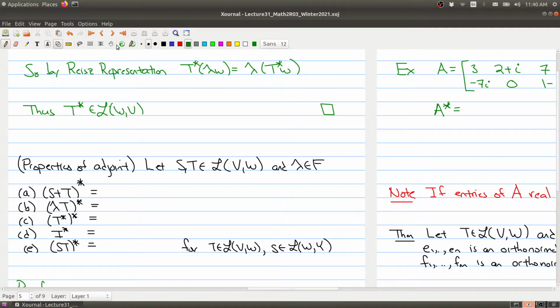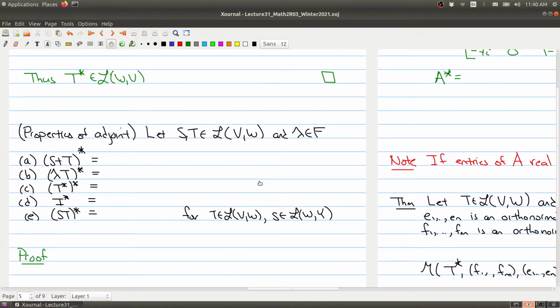So in this part, I just want to talk about the properties of the adjoint. We've now seen that if you take two linear maps and take their adjoints, you get linear maps going in the reverse direction. Okay, so what other properties do we have? Well, if you take S plus T and do the adjoint, it's the same thing as taking the adjoint of both of those linear maps and then adding them together.